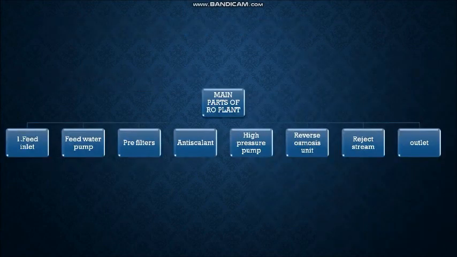The construction of an RO plant mainly depends on some parts. The parts of construction are feed inlet, feed water pump, pre-filters, anti-scalant, high pressure pump, reverse osmosis unit, reject stream, and storage tank or outlet.